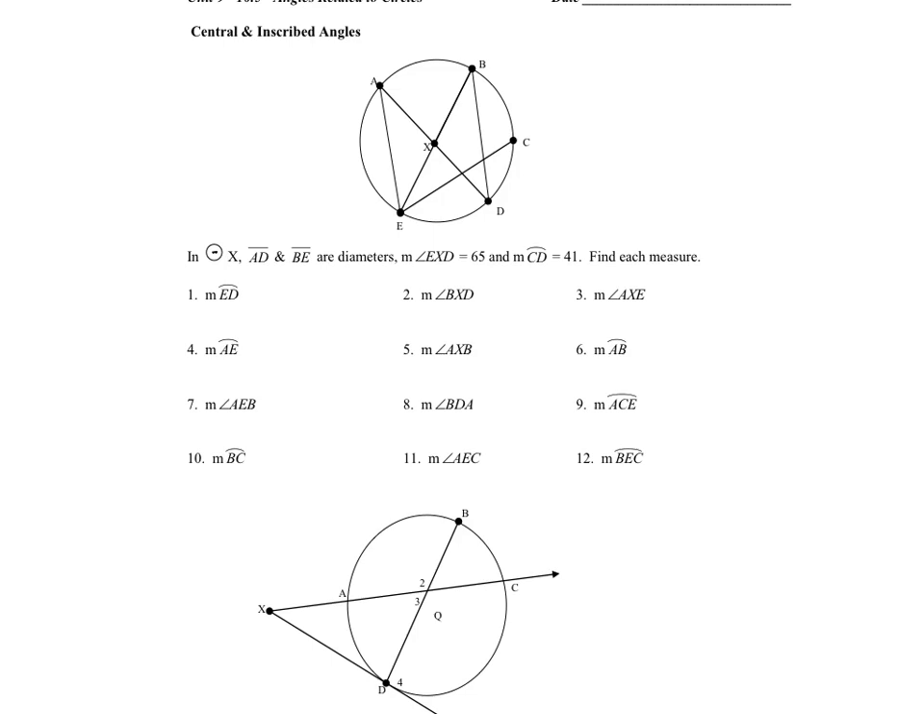So let's try to practice with some of the new information that we've learned. The first thing we always do before we start a problem is put the given information on the diagram. In this particular problem, we have circle X with segments AD and BE being diameters. The measure of angle EXD is 65, and the measure of arc CD is 41. You'll then see that we're asked to find several measures of arcs and angles.